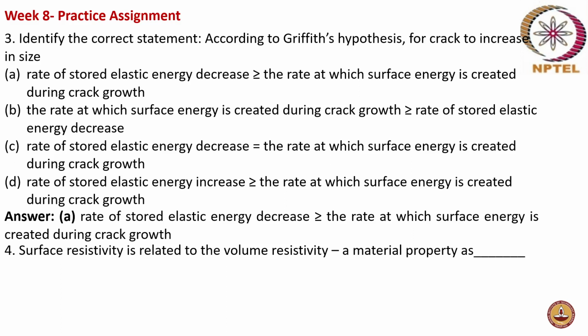Surface resistivity is related to volume resistivity, a material property, as. So when we were discussing the recap of lectures, I told that surface resistivity is kind of a trade test or particular application related property, whereas your volume resistivity is your actual material property. Okay, this trade test property and your material property are correlated. How is it correlated? Any idea?